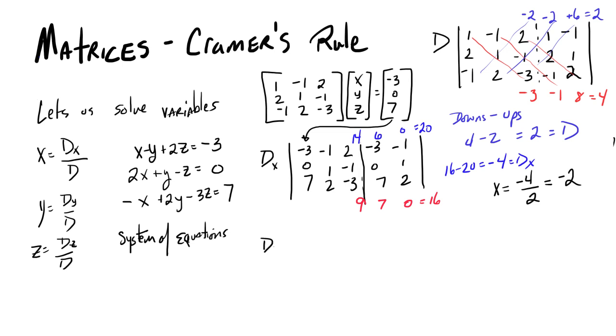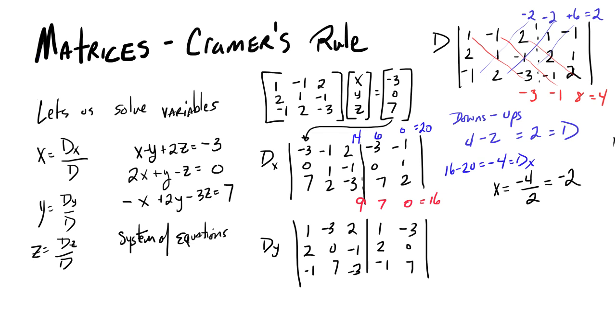So let's try it again. So dy. This time we swap out the y column with the answers. That would be in the middle. So -3, 0, 7. And I fill in the normals: 1, 2, -1 and 2, -1, -3. Once again, 1, 2, -1, -3, 0, 7. And just nice and easy, just go through it.